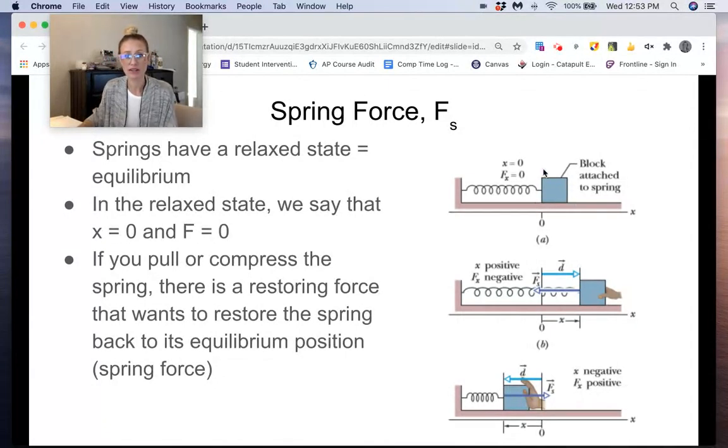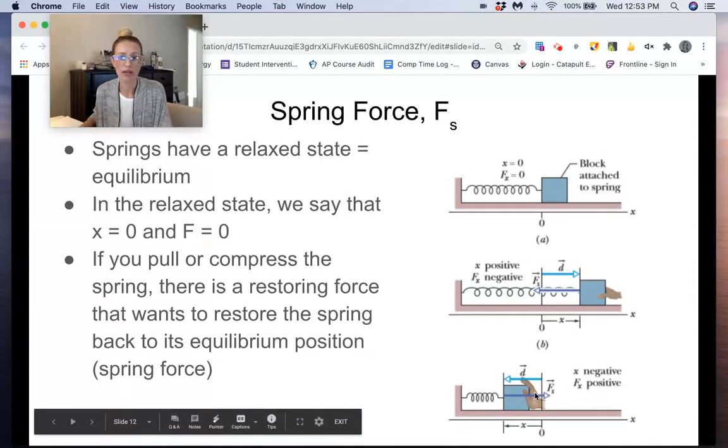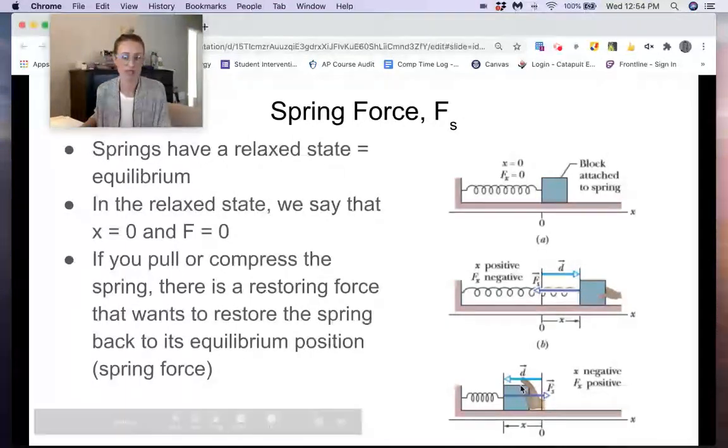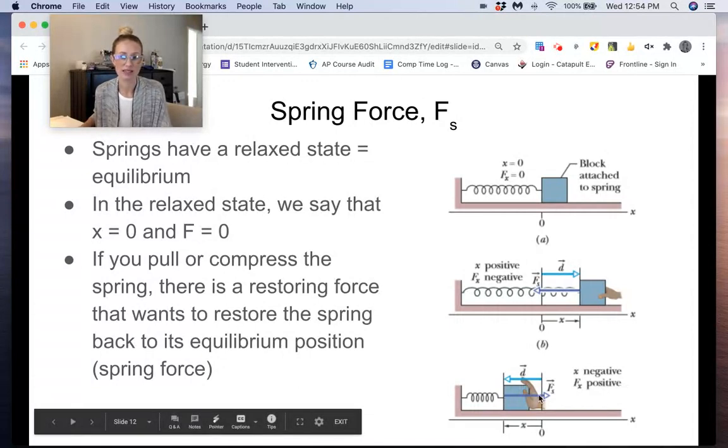So we can see here, this is the spring's equilibrium position. If this person pulls that block back, thus stretching the spring, we have a certain x position from equilibrium. Or if we compress this spring here, this is the position from equilibrium. We can see that the force is a restoring force, meaning it's in the opposite direction of the displacement, because it wants to restore the spring back to its equilibrium position. And here again, it's opposite that displacement for the same reason.